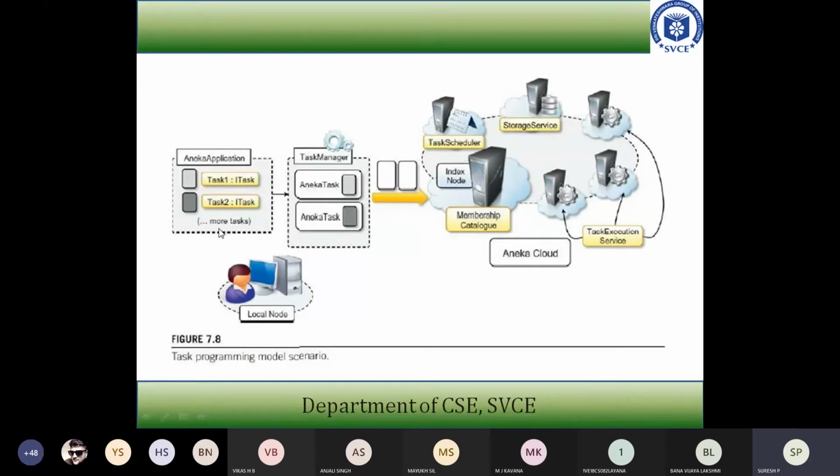Then all these tasks will be assigned to the task manager. In the task manager, it is going to create the Aneka task. In the Aneka task, with the help of the dependencies, that is, the application task, it looks into whether there are any dependencies supporting the execution, and what different actions I have to take with respect to the task manager.